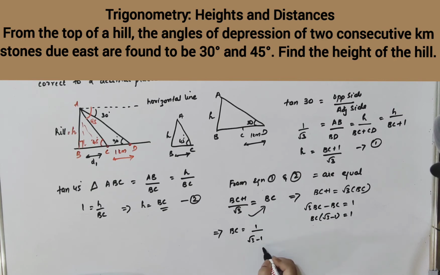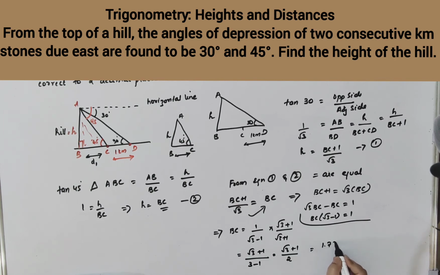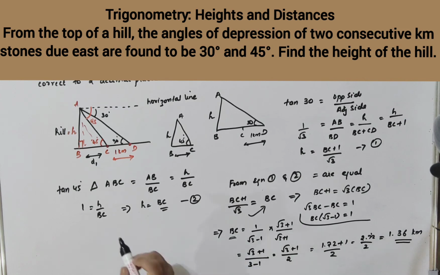Let's rationalize, because we cannot have root 3 in the denominator. How do we rationalize? We multiply and divide by root 3 plus 1. So what do we get? We get root 3 plus 1, and the denominator is 3 minus 1, which is 2. So BC is root 3 plus 1 by 2. Root 3 is 1.72, plus 1 is 2.72 by 2. We get 1.36 kilometer, which is the value of BC.